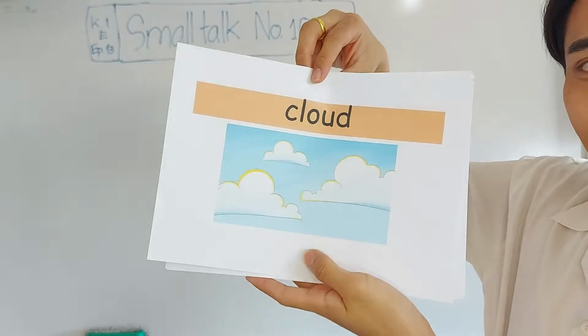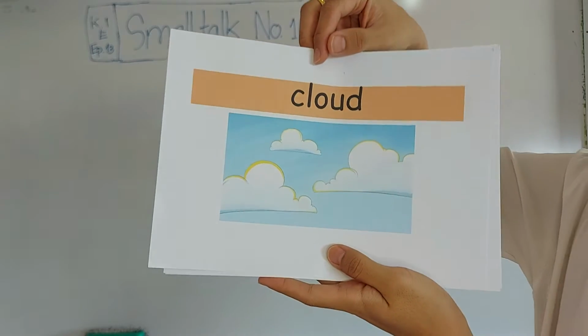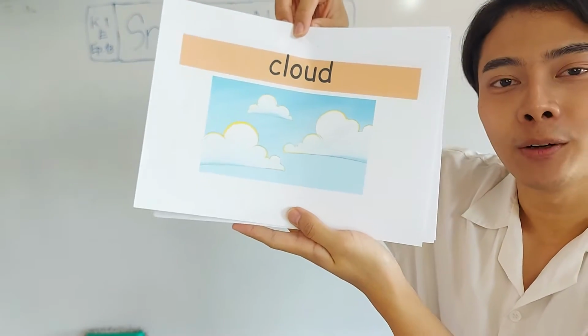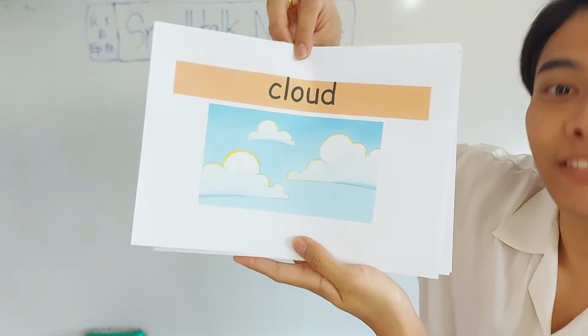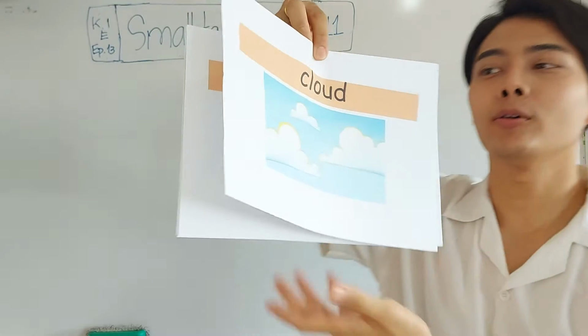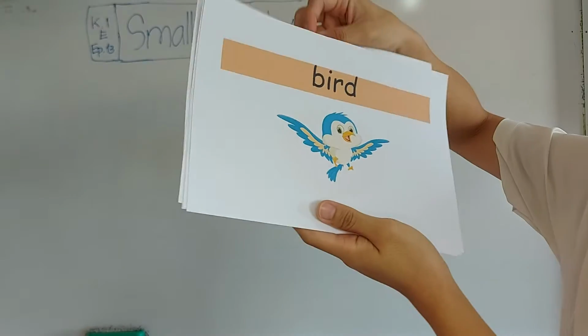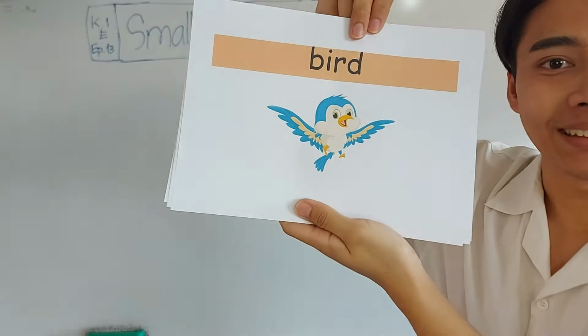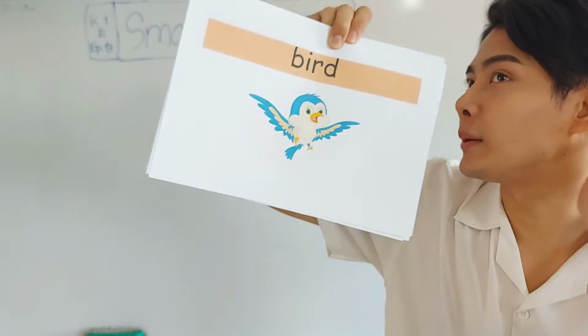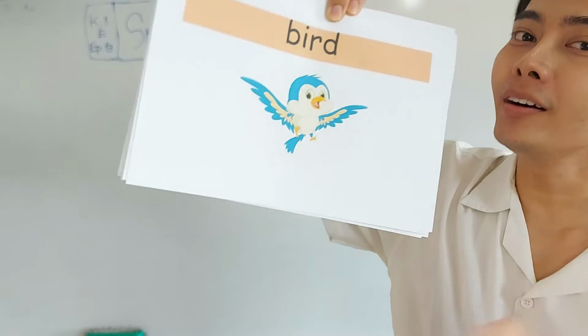What is this? Crowd. 1, 2, 3. Crowd. One more time. Crowd. Okay, crowd. Wow. Bird. 1, 2, 3. Bird. One more time. Bird. Very good.